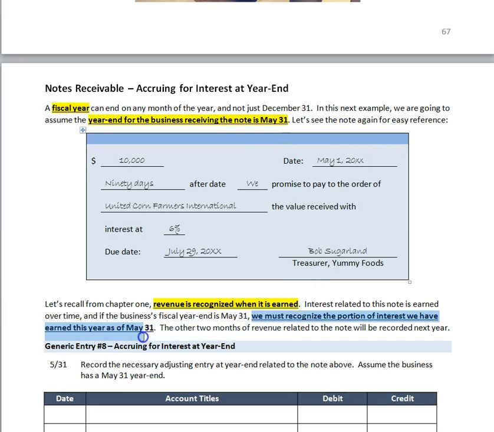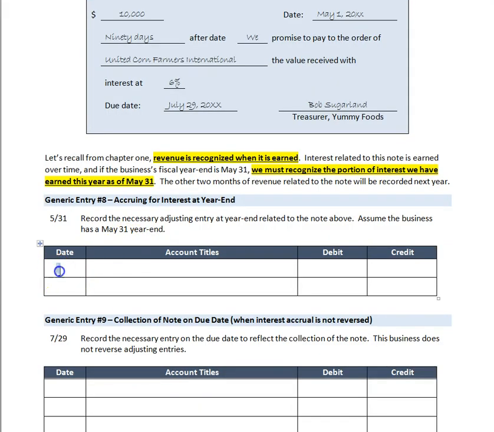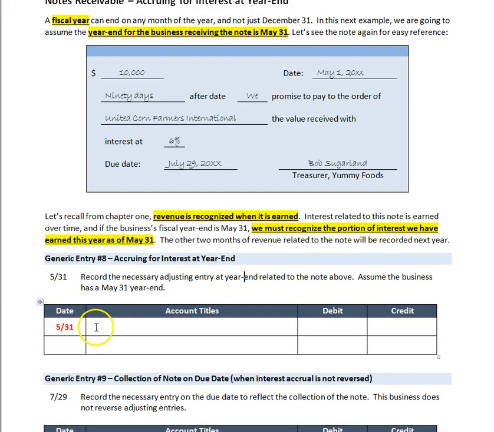So we must recognize the portion of interest that we have earned as of May 31st. Alright, so 5/31, which is their year end. We need to accrue for the interest we've earned. So there are going to be two accounts here. It's going to be interest receivable and interest revenue.